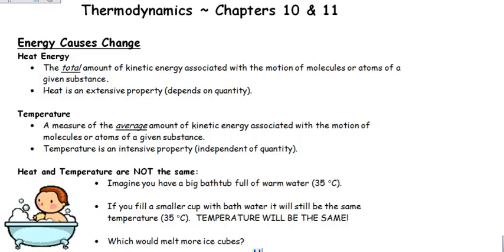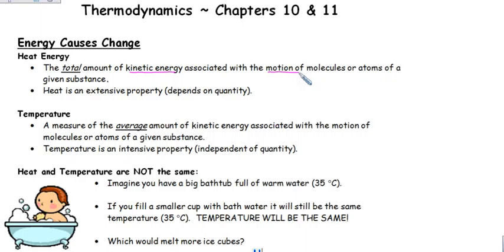Heat energy refers to the total amount of kinetic energy associated with the motion of particles. Those particles could be atoms or molecules, just depends on our particular substance. Now, a few things that we should pick out from this definition. Number one, we're looking at kinetic energy, and kinetic energy is energy of motion. So we're looking at how fast the particles are moving.